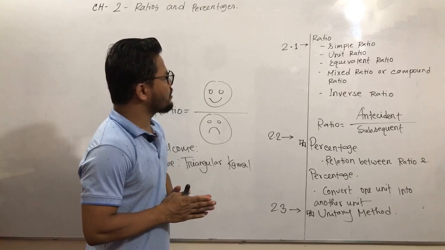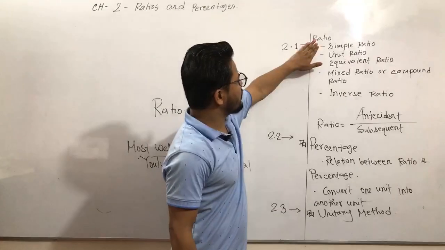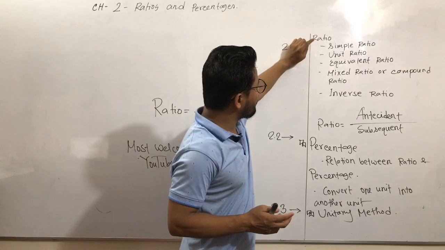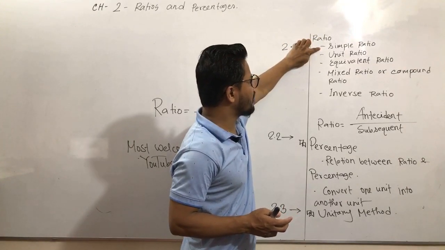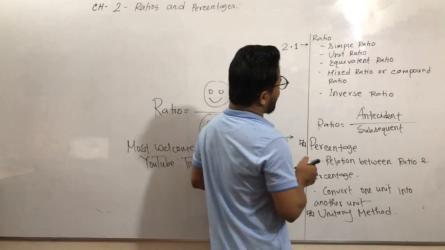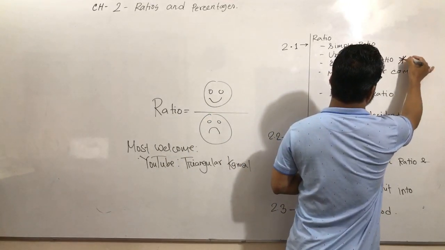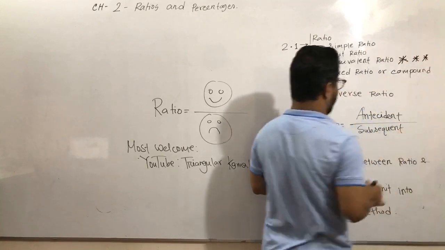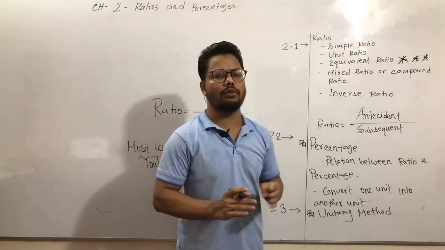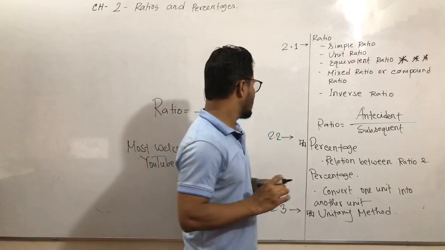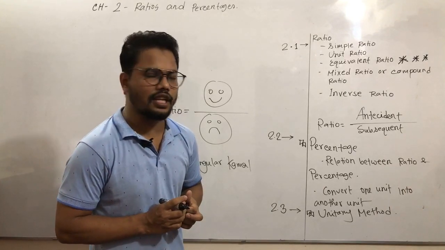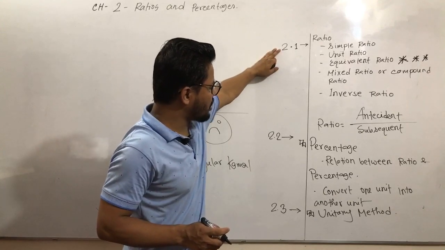In our previous classes, we have discussed the ratio. I think all of you know what a ratio is. There are five different types of ratio: simple ratio, unit ratio, equivalent ratio, mixed ratio, and inverse ratio. Of these, one of the most important, and used in all the mathematical formulas from your academic book, is the equivalent ratio. Ratio means a kind of comparison between two parts, like the selling price and cost price. You can compare them, like selling price is greater than cost price. Successively we will convert this ratio into percentage.